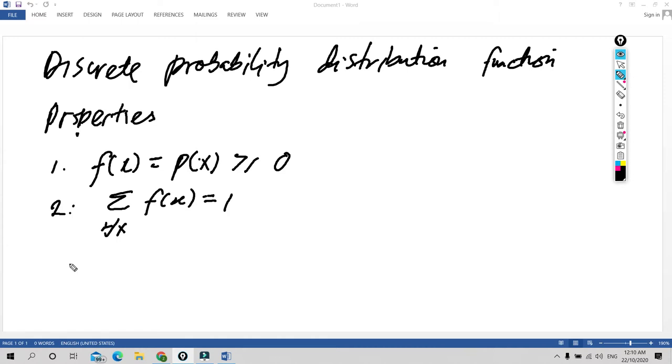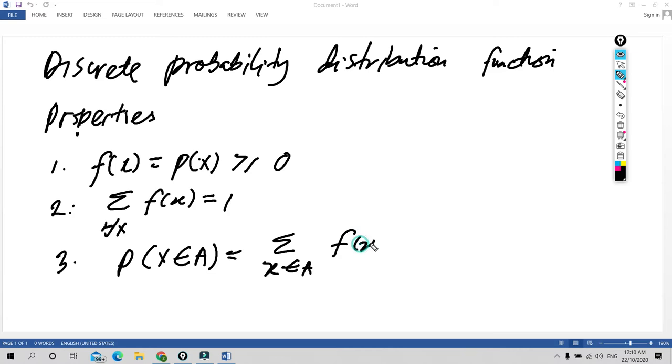Then, if we want to find the probability of x being an element of A, this is equal to the summation over x in A of f(x). These are what we call the properties of the discrete probability distribution function.